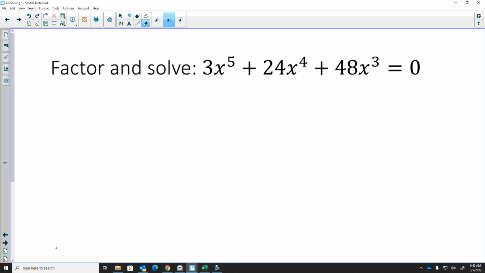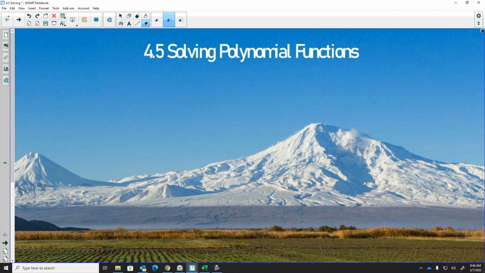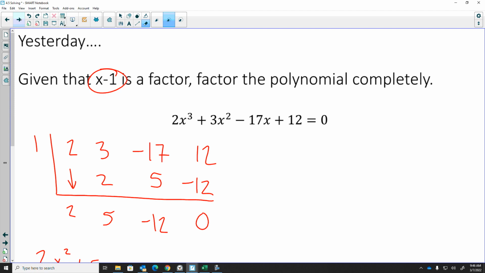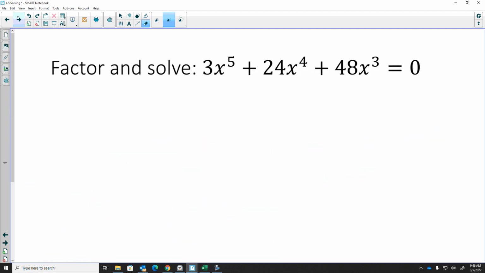I hear some people say take out some x's, because what's the first thing you always look for? A GCF. Always look for a GCF. Are you given a factor? It is, but this one's different from this one. This one you're given a factor, right? So that's how you know you divide. Are you given a factor on this one? No. So we can't divide anything, but you can take out a GCF.